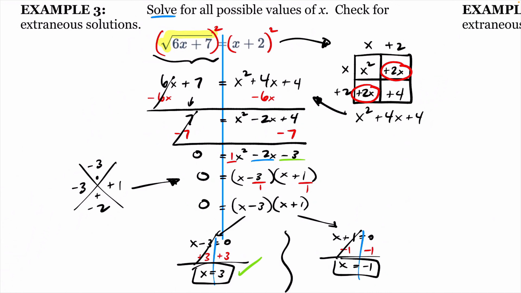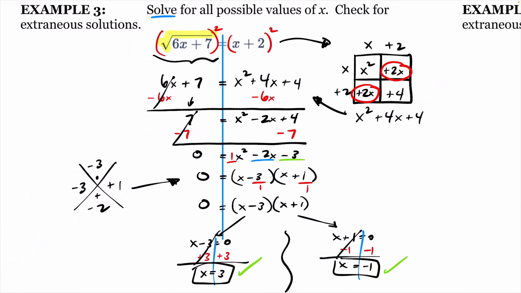Now let's do -1. 6 times -1 is -6 plus 7, +1. What's the square root of +1? 1. -1 plus 2, does that also give you +1? Yeah. Both are okay, none are extraneous. The next one, there's going to be extraneous. This one there wasn't, the next one there will be.